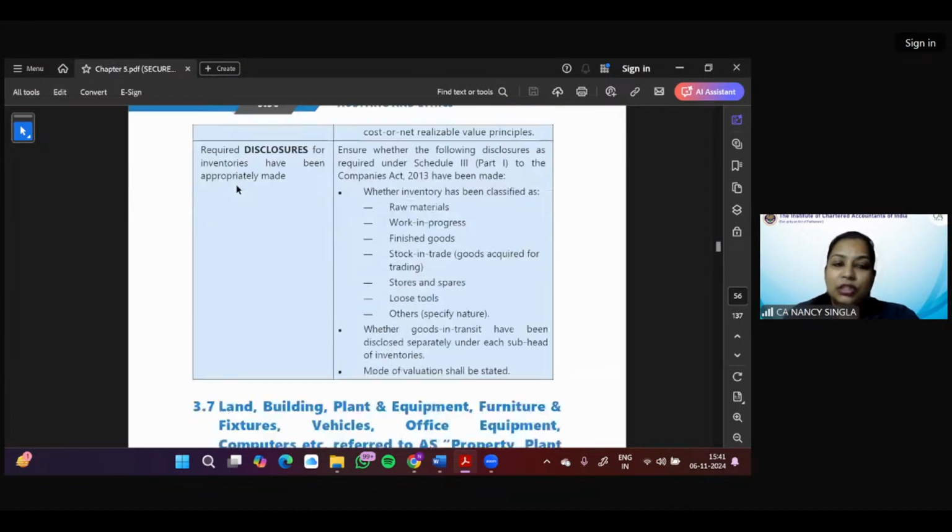Now, with respect to disclosure, this also makes a very good 3-mark question: what are the disclosure requirements with respect to inventory? You are conducting the audit, you are one of the senior members of the team, and you are being asked to verify the disclosure assertion with respect to inventories. So how will you write that? If it is a direct question, I will ensure whether the following disclosures as required by Schedule 3, Part 1 to the Companies Act 2013 have been made.